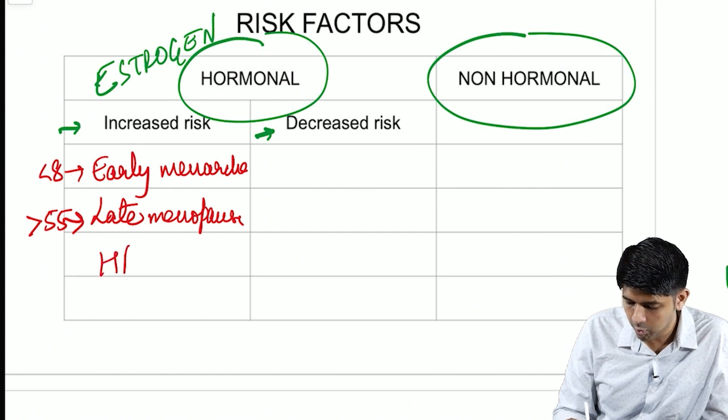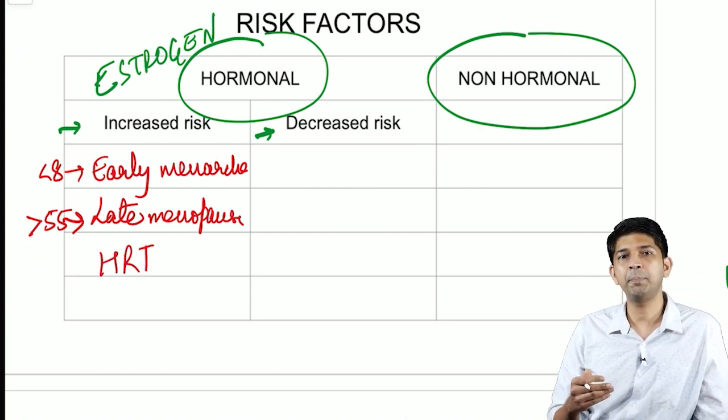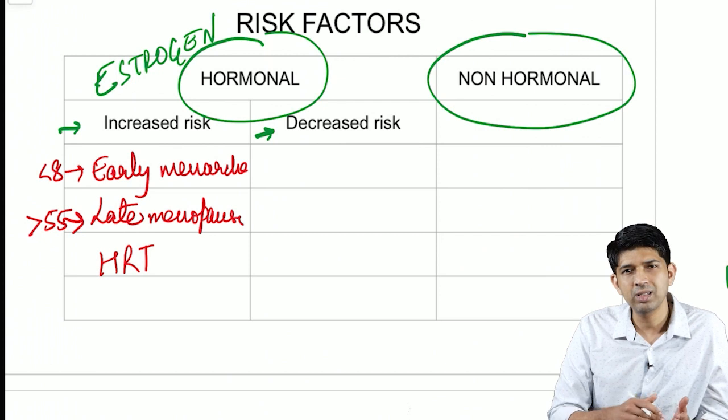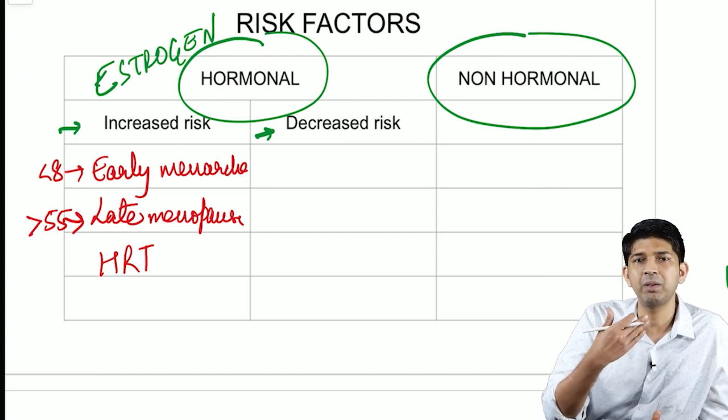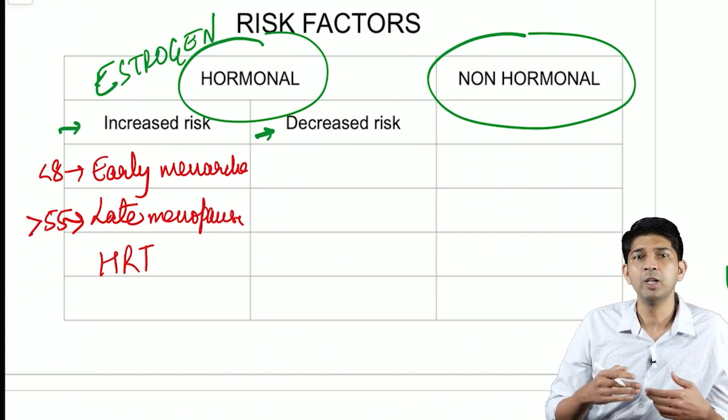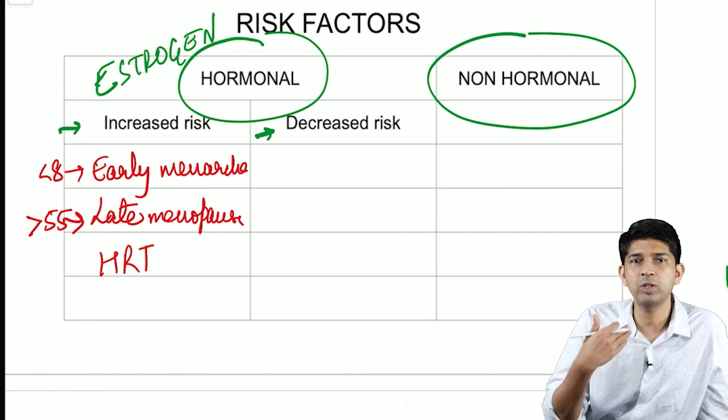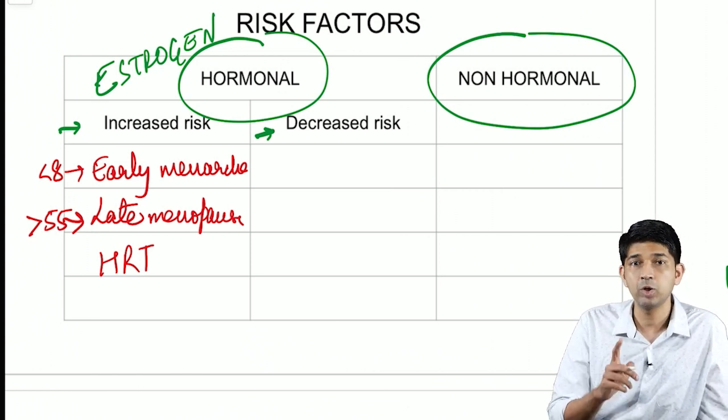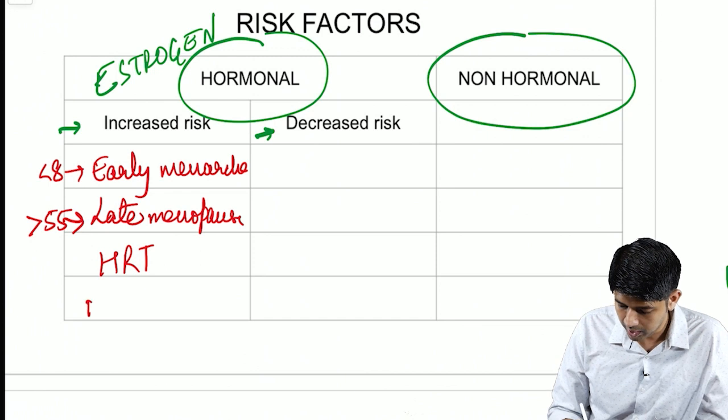Next is hormone replacement therapy. For certain patients, to avoid certain symptoms like flushing and all, they end up giving them hormonal replacement therapy. So when you give hormone, it's like an iatrogenic risk factor that you're giving to the patient. So this has to be kept in mind. And last one is nulliparity.